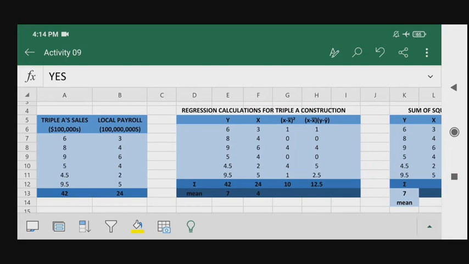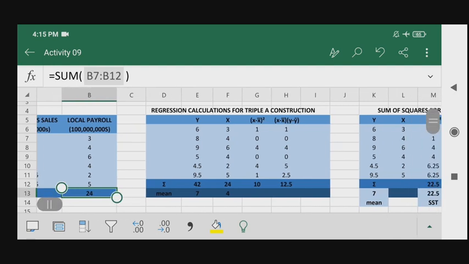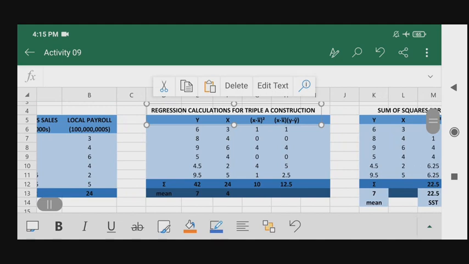So we have here the triple A sales and the local payroll. The sum of the triple A sales is 42, and the sum of the local payroll is 24. So here is the regression calculation for triple A construction.